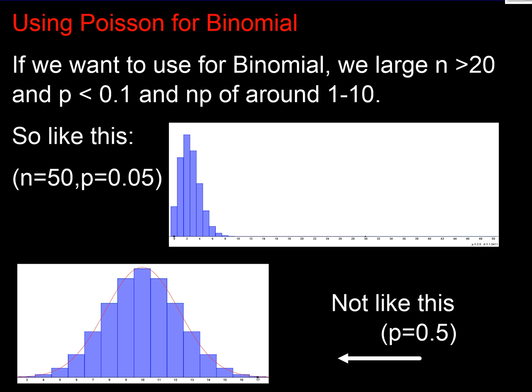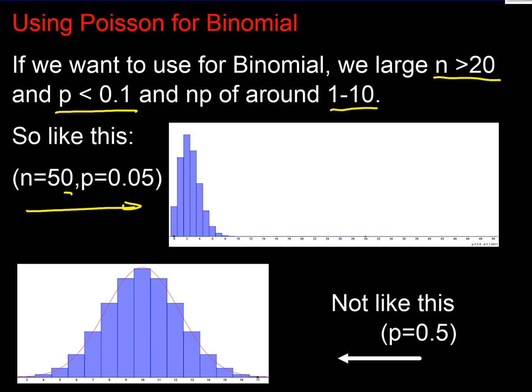Poisson to binomial. So what do I mean by very large? Well, we mean that the n is greater than 20, our p is less than 0.1, and np is not large, so it's typically in the region 1 to 10. So in those circumstances, the distribution looks like this.